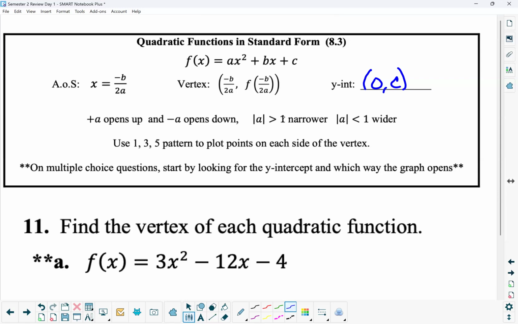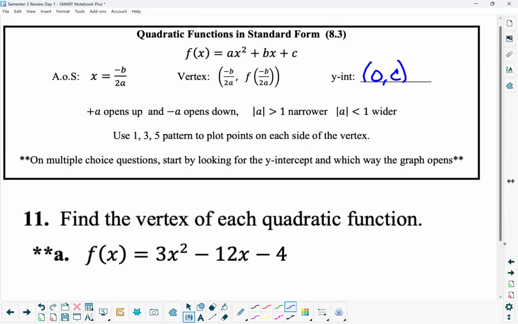And we can use the 1, 3, 5 pattern to plot points on each side of the vertex. And again, on a multiple choice question, I would start by looking for the y-intercept and then which way the graph opens, if it's up or down, and see if I can eliminate any multiple choice answers that way.